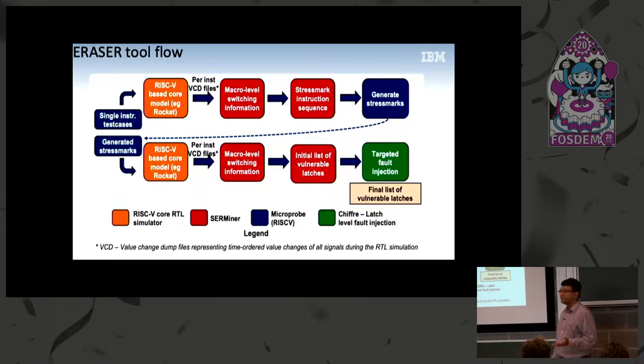We generate VCD files from RTL level simulations, in this case using the Rocket Chip emulator. Generate macro level or RTL module level switching information and use that to get residence information, which is used to generate a stress mark. These stress marks are then run through a similar flow of emulation and macro level switching information to generate a set of vulnerable latches.